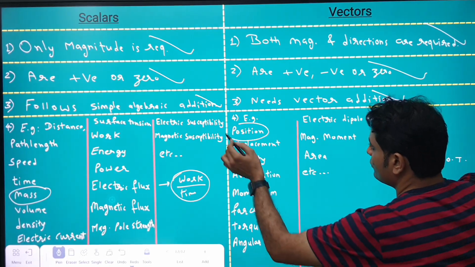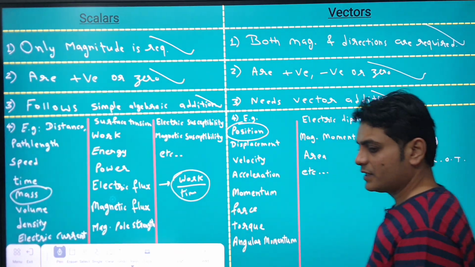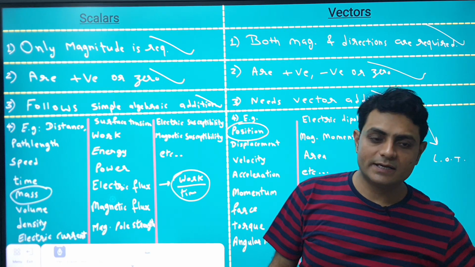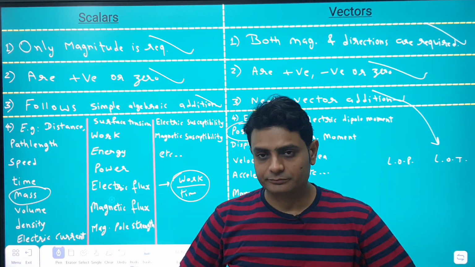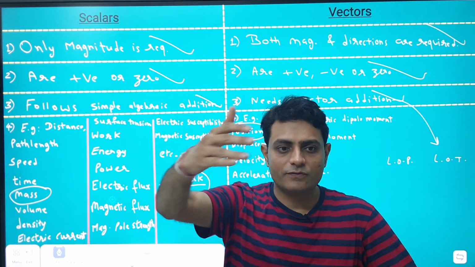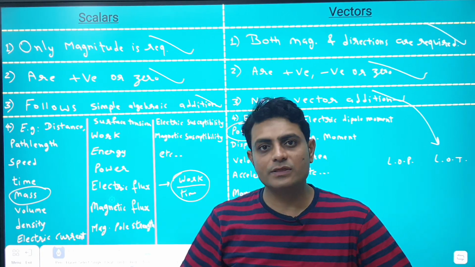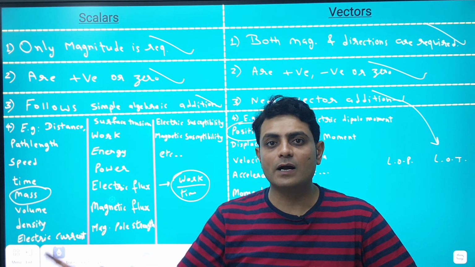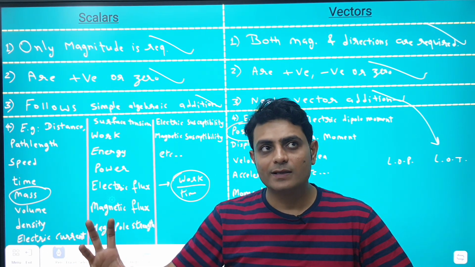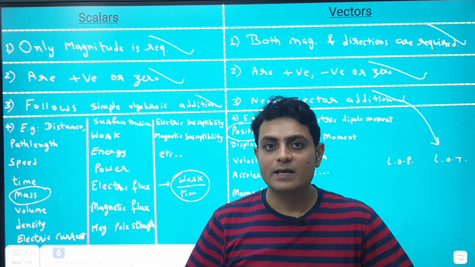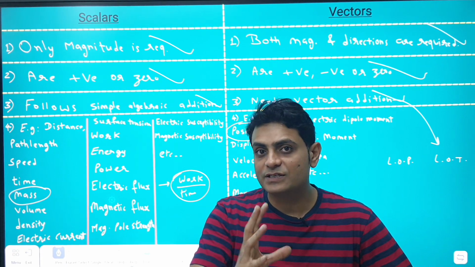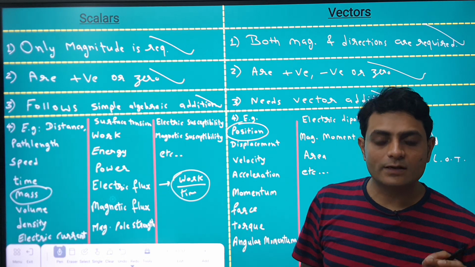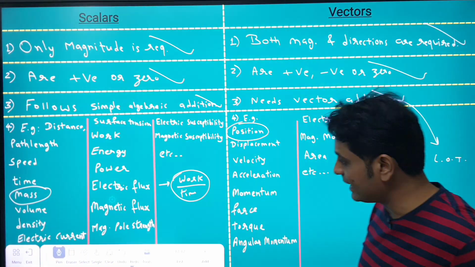Position is a vector quantity. See, if I say my house is 2 kilometers from the center of Ahmedabad, suppose, will you be able to find my house? If you think, you will not be able to find it. Why? Because I have not mentioned in which direction from the center. So position is a kind of vector quantity. It requires both direction and magnitude.